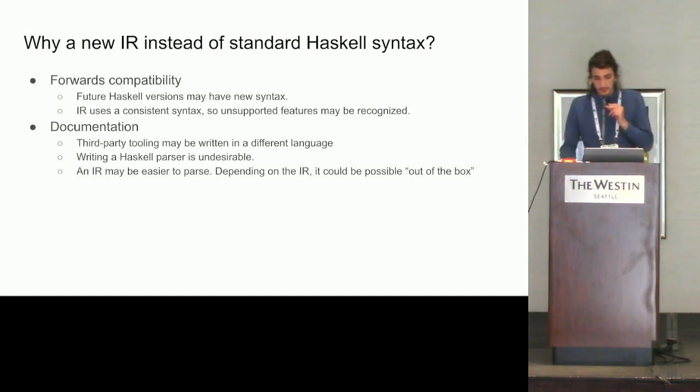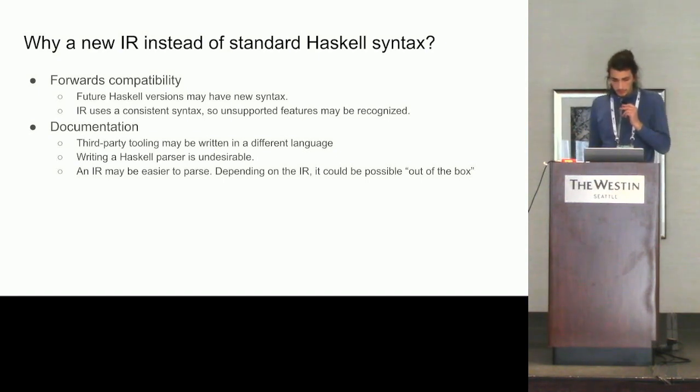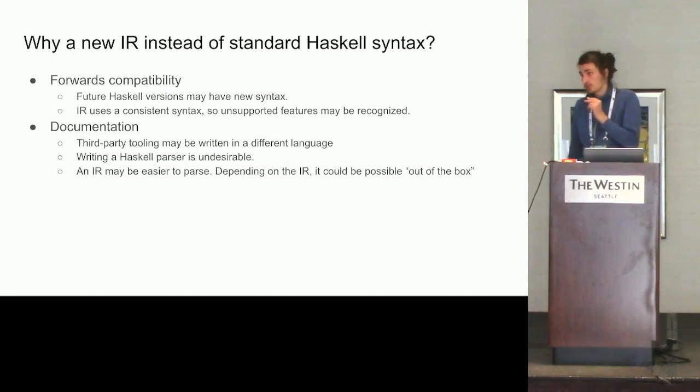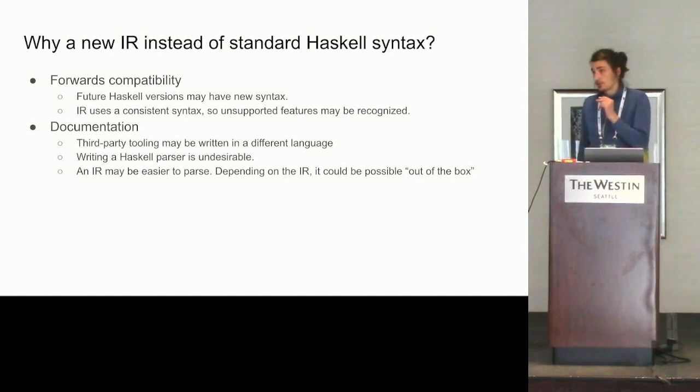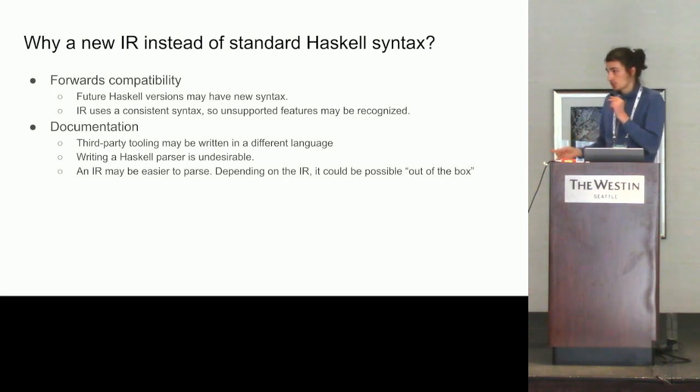Another advantage is being able to interact with third-party tooling. A lot of tools may be written that may want to make use of the Haskell AST, and not all of them may necessarily be written in Haskell. Some may, for example, be written in Python. These obviously cannot make use of any Haskell libraries for dealing with the Haskell AST. They probably do not have a Haskell parser available.